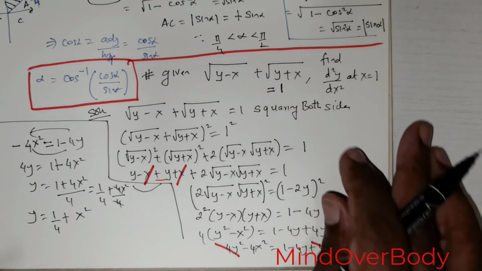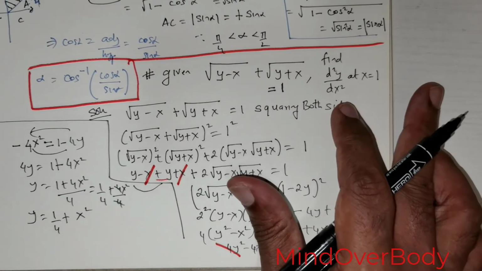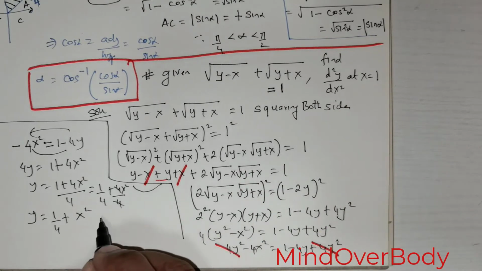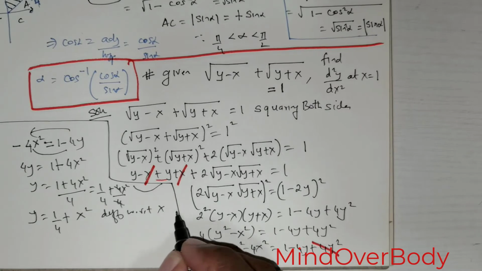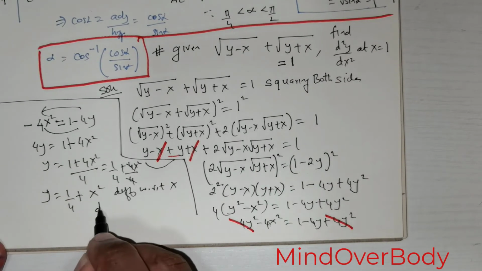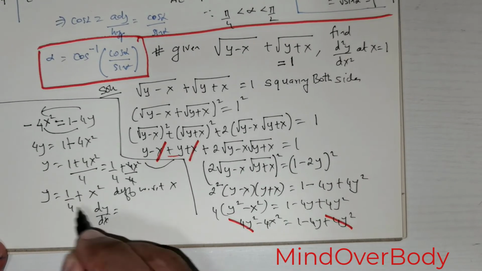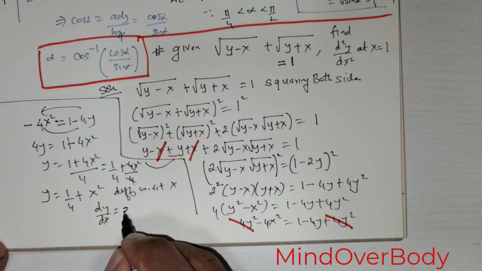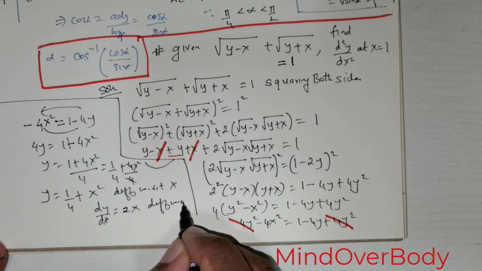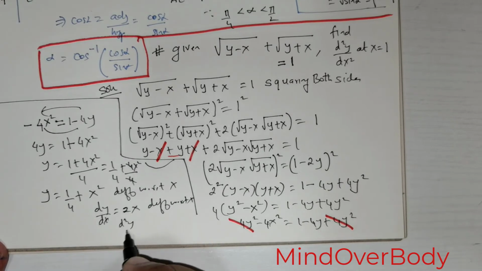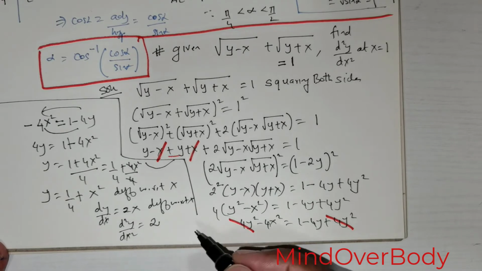Now we are expected to find d squared y over dx squared at x equals 1. Differentiating with respect to x for the first time gives dy over dx equals 2x, and differentiating again with respect to x, d squared y over dx squared, when I differentiate 2x, I get 2.